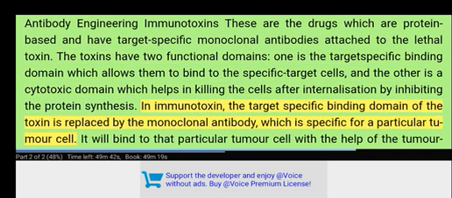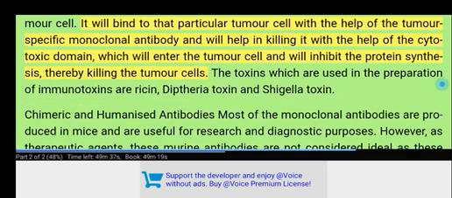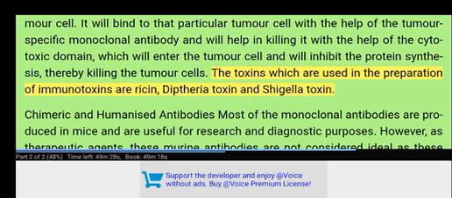In immunotoxin, the target-specific binding domain of the toxin is replaced by the monoclonal antibody, which is specific for a particular tumor cell. It will bind to that particular tumor cell with the help of a tumor-specific monoclonal antibody and will help in killing it with the help of the cytotoxic domain, which will enter the tumor cell and inhibit the protein synthesis, thereby killing the tumor cells. The toxins which are used in the preparation of immunotoxins are ricin, diphtheria toxin, and shigella toxin.